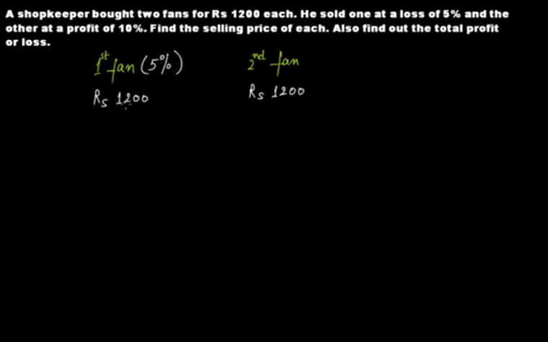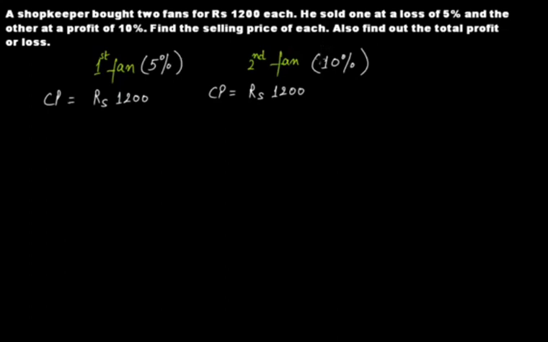Okay, so this is the cost price of this fan, and this is the cost price of this second fan, and the other one you sell at a profit of 10%. So let this be the one that you sell at 10%. Okay, so find the selling price of each.